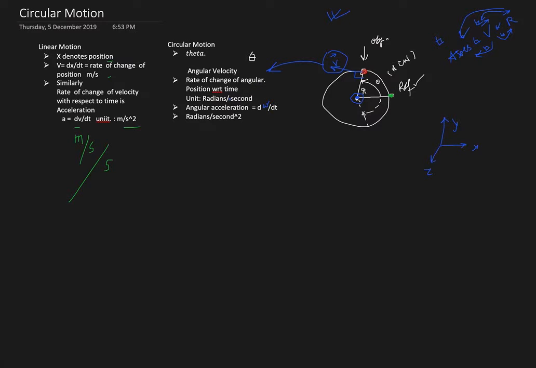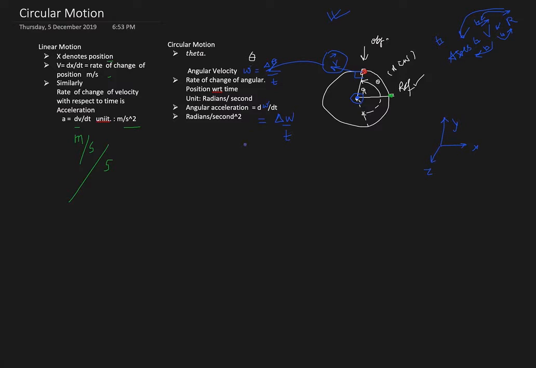So angular velocity is represented by omega, as opposed to angular position represented by theta. Velocity here means the change of theta with respect to time. Similarly, angular acceleration means the change in omega with respect to time. So let's start with this.